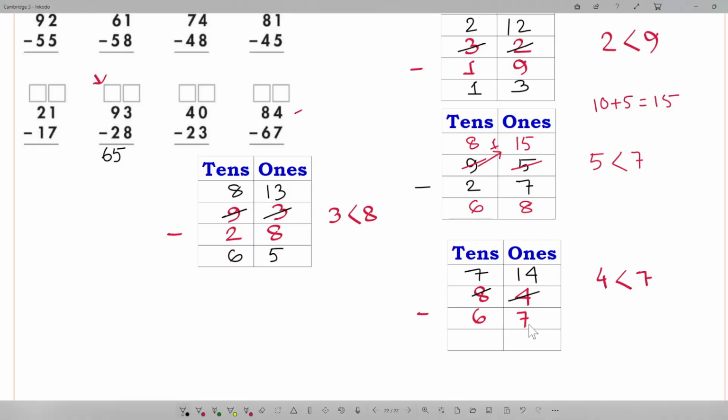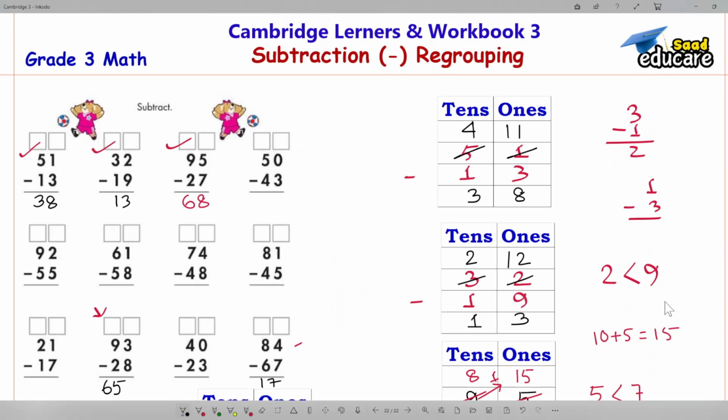So 14 minus 7 will be 7. 7 minus 6 will be 1. Very simple. So the answer is 17. So we have tried to solve 5 maths questions for our practice.